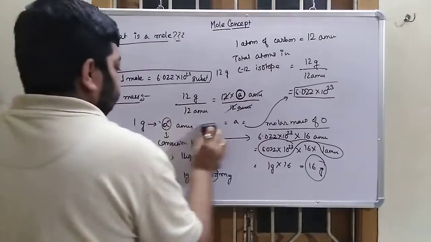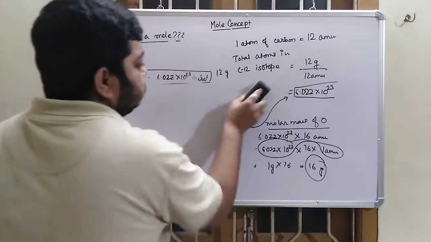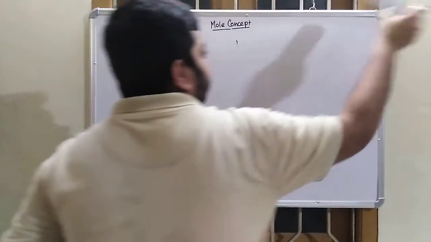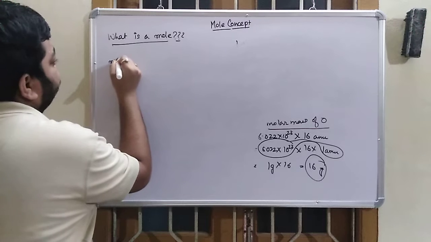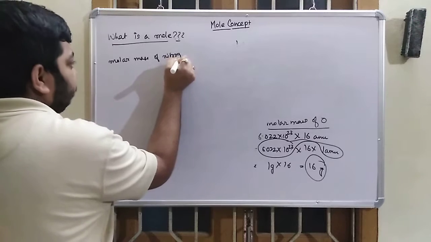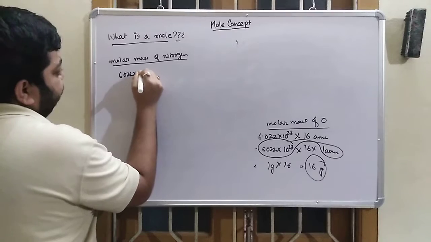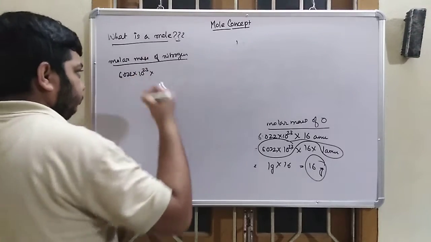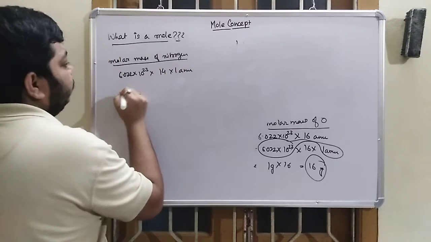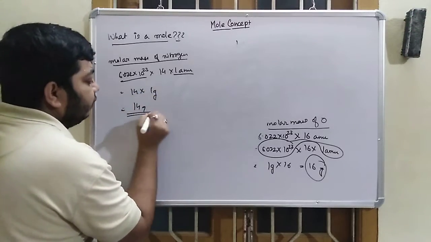Similarly, molar mass of nitrogen is actually equal to, this is 1 mole into mass of 1 nitrogen atom, that is 14 into 1 AMU. So multiplying these two, we will have 14 into 1 gram equals 14 gram.